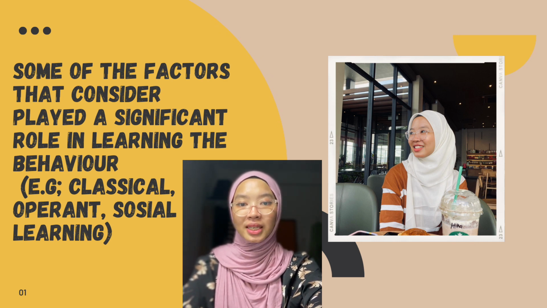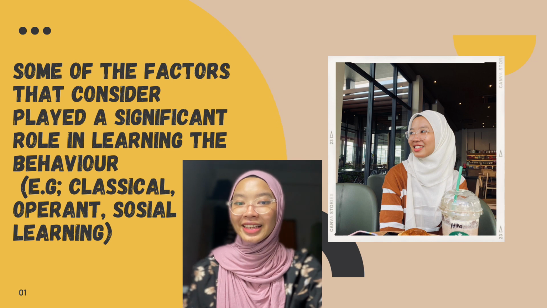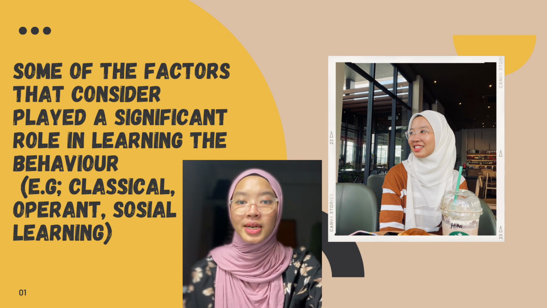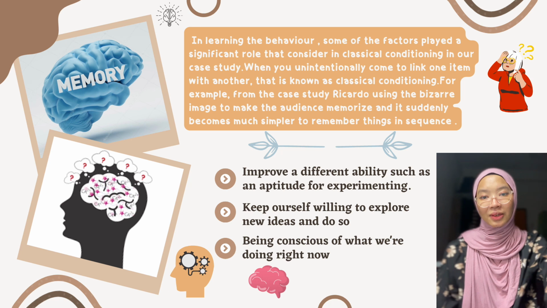I would like to present question number 2, that is some of the factors that are considered to play a significant role in learning the behavior, for example, classical, operant, and social learning. In learning the behaviors, some of the factors that played a significant role are considered in classical conditioning in our case study. When you unintentionally come to link one item with another, that is known as classical conditioning.